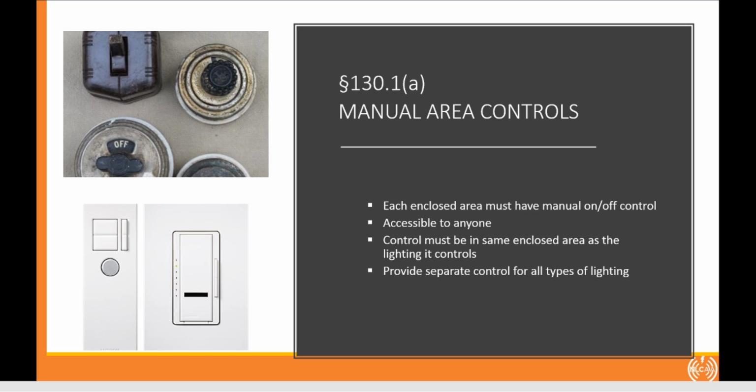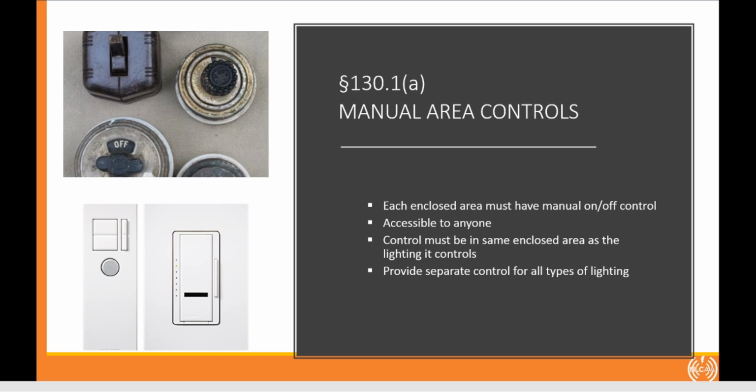This last point provides separate control for all types of lighting. So in every single space, you're going to have general lighting. Everybody starts with general lighting. Now, let's say we're doing an office. If your room has general lighting, which it should, but you also have maybe some accent lighting, maybe some wall wash lighting, maybe a couple of downlights that act as accent, to us, that is two separate controls that must be provided for those two types of lights.